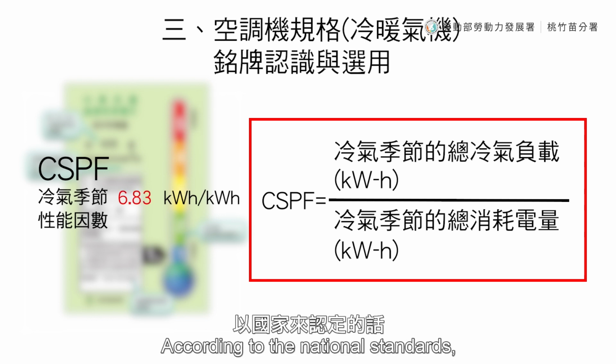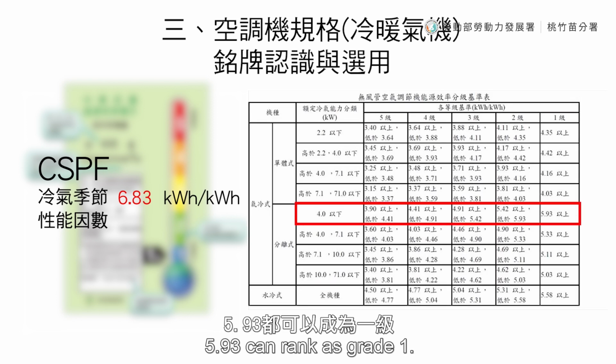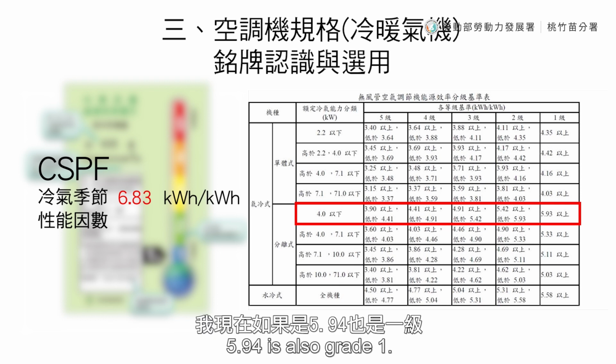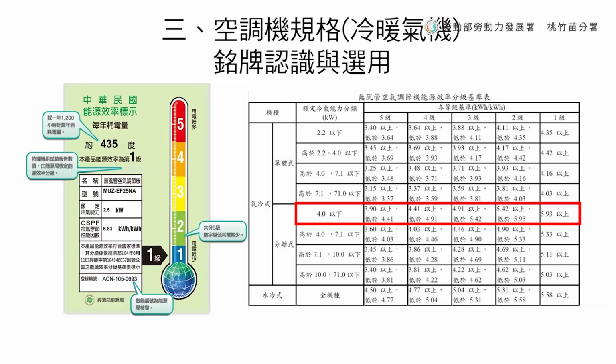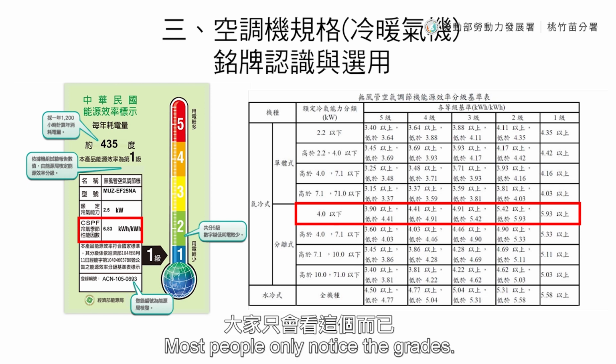6.83 means grade 1. According to the national standards, in a split AC unit, 5.93 can rank as grade 1. 6.83 and 5.93 are both grade 1. 5.94 is also grade 1. 7 is also grade 1. You must check it. It's marked here, not easy to see. Most people only notice the grades.